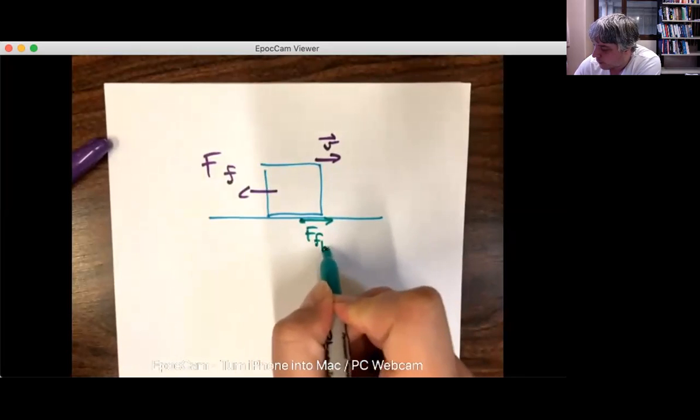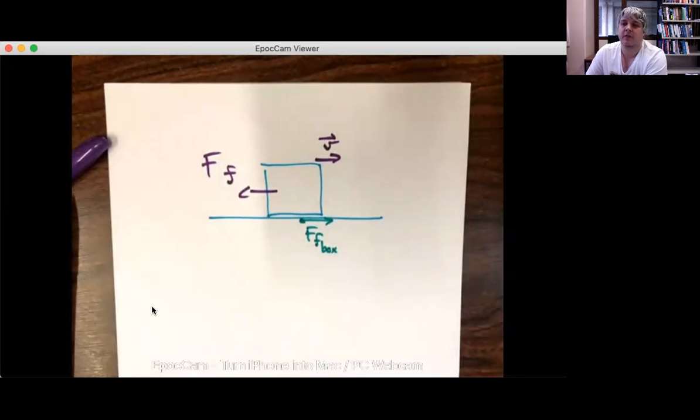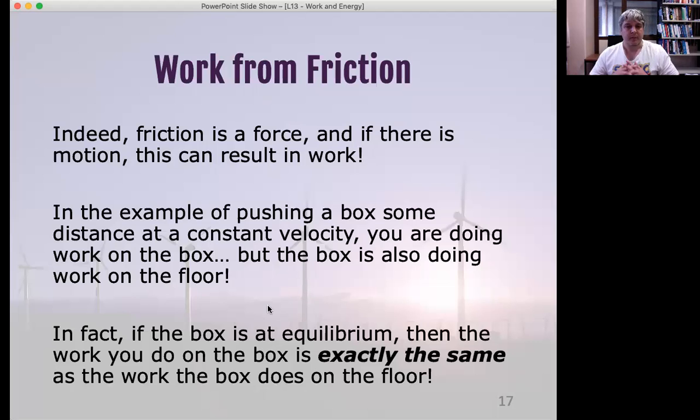So the friction force from the box onto the floor is in the same direction as the motion of the box. So we've actually got all these different directions and vectors to consider. You've got to be very careful about your system and everything. We're going to talk more about that at the end of this lesson.